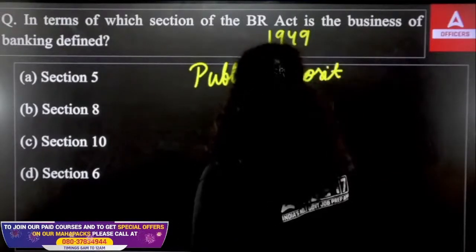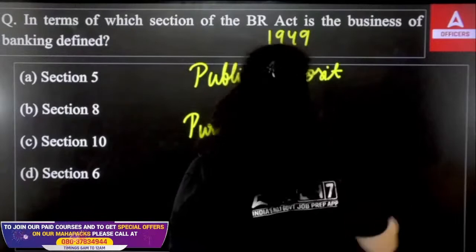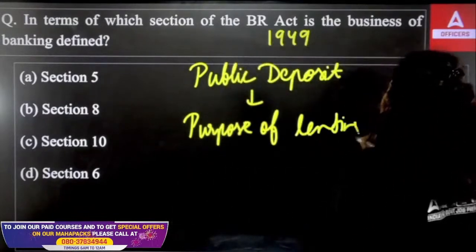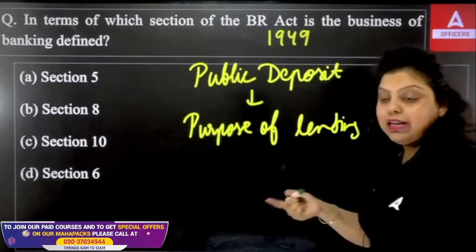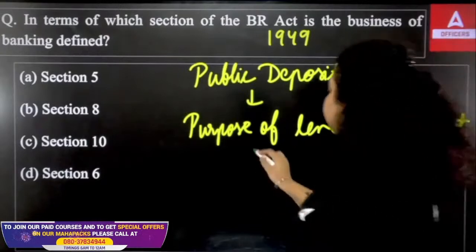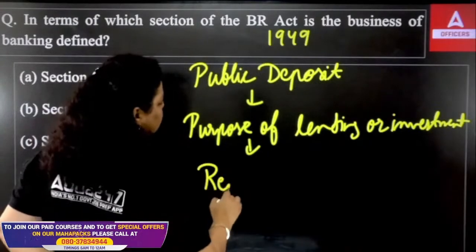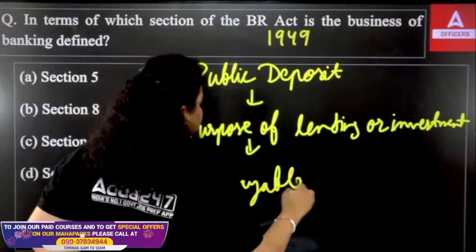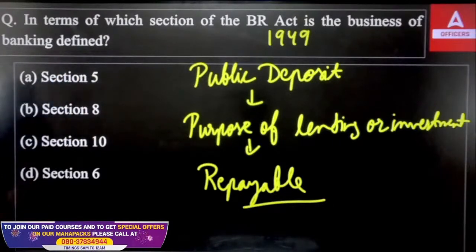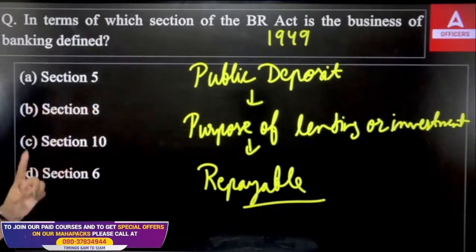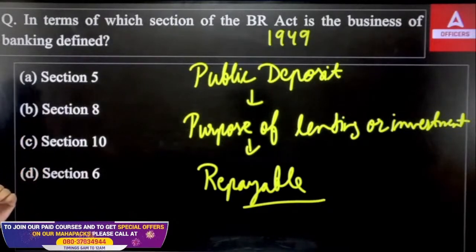Accepting deposit from public for the purpose of lending or investment. For the purpose of lending and investment, you are accepting deposit from the public. Then the last one we have what? The last one we have, it will be repayable on the demand. That is known as your business of banking. So first is accepting deposit from public for the purpose of lending or investment, and that will be repayable on the demand of the customer.